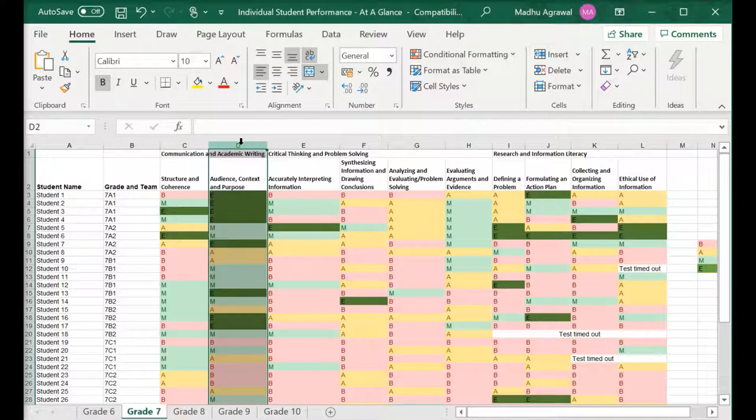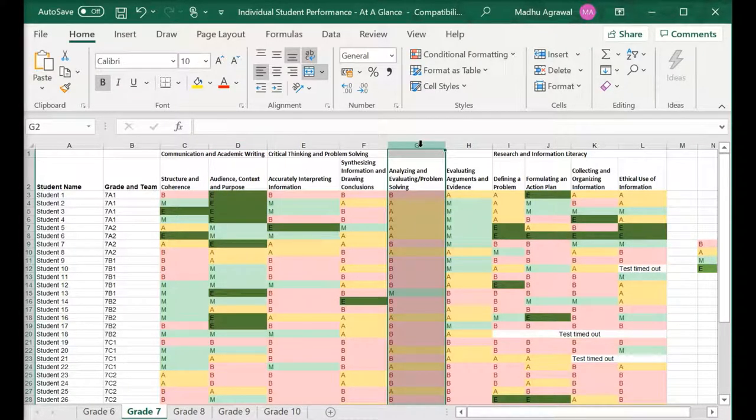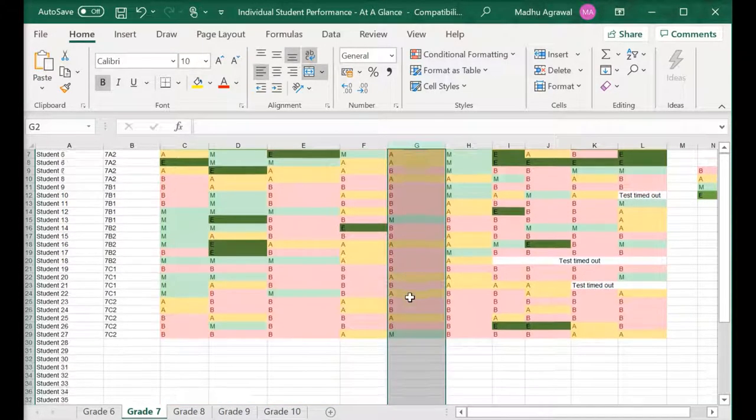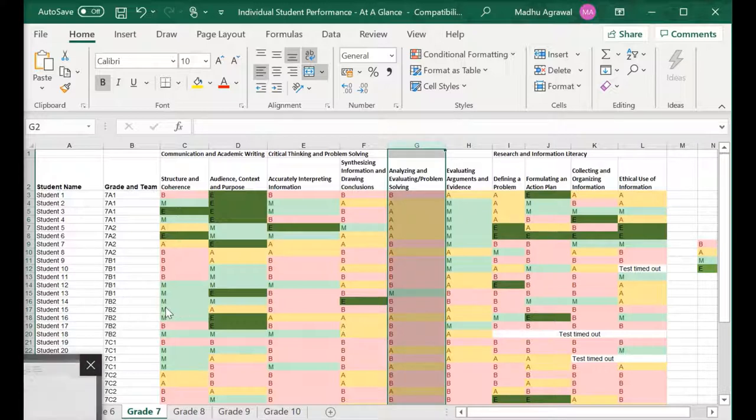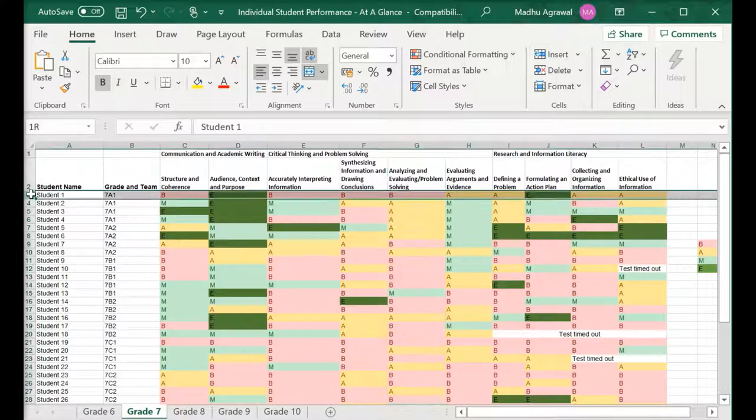For example, for this batch of students, audience context and purpose seems to have the most greens and yellows and is therefore a strength. On the other hand, analyzing and evaluating systems of problem solving has the most reds and yellows, and therefore is something that needs further focus. Or you can choose to read this horizontally to see, for any student, what is the ratio of reds to yellows to greens that you're seeing.